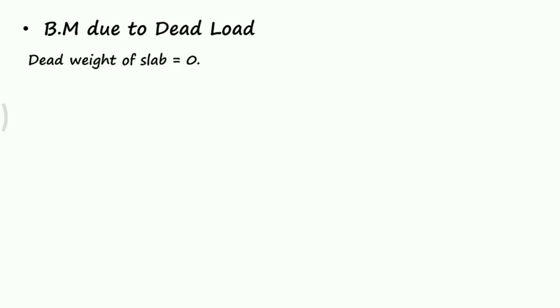Next is the bending moment due to dead load. To get the dead load, here we have the slab as well as the wearing coat. So the cross section of the slab multiplied with the unit weight of the slab material will give the dead load. So the dead load of the slab is 0.25 into 25, where 25 is the unit weight of the concrete as per IRC 6 page number 9. So we get the dead weight of the slab as 6.25 kilonewton per square meter.